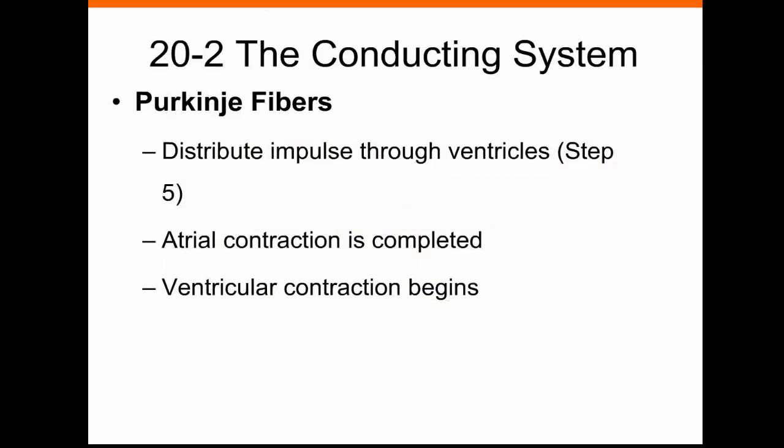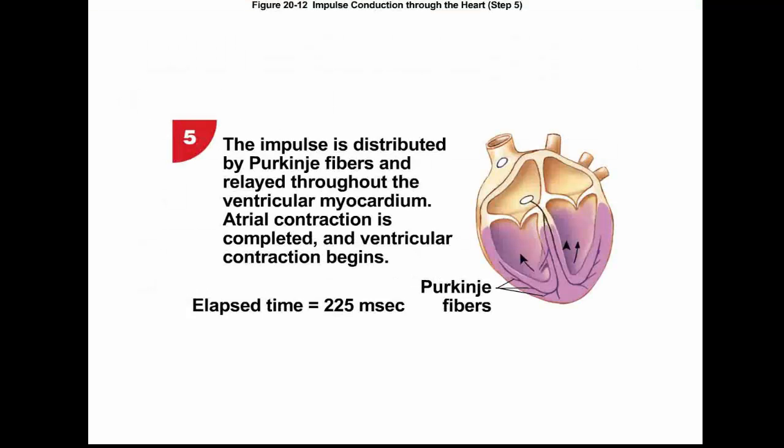The Purkinje fibers distribute the impulses through the ventricles. The atrial contraction is complete, and now the ventricular contraction begins. So you can see here the purple shading is moving, the conduction is moving up through the ventricles, the myocardium, and the atrial contraction is completed, and now the ventricular contraction begins.